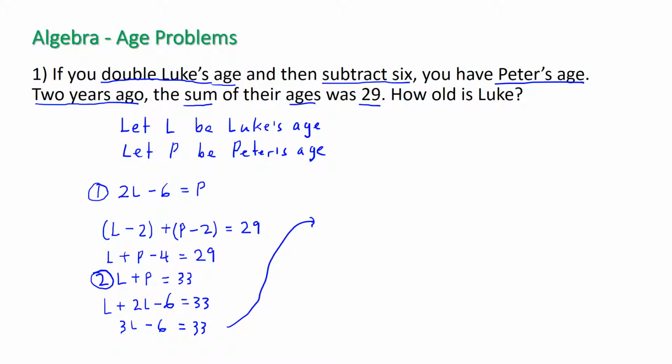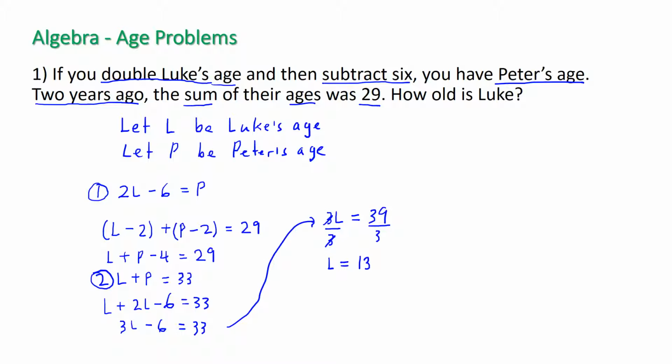And now I'm going to add 6 to both sides to get 3L on its own, to give me 3L equals 39. And lastly, I'm going to divide 3L by 3 and 39 by 3 to get L by itself. So L is equal to 13. Okay, so Luke's age is going to be 13.